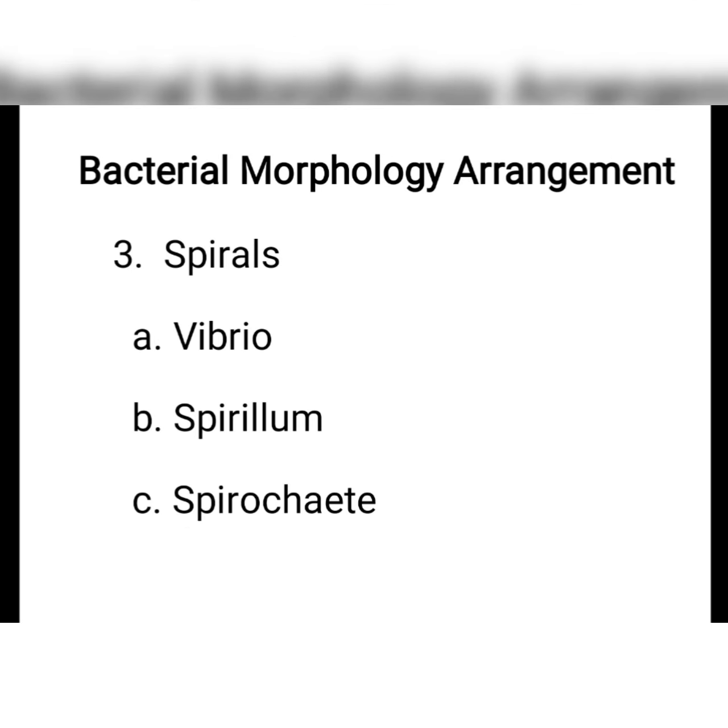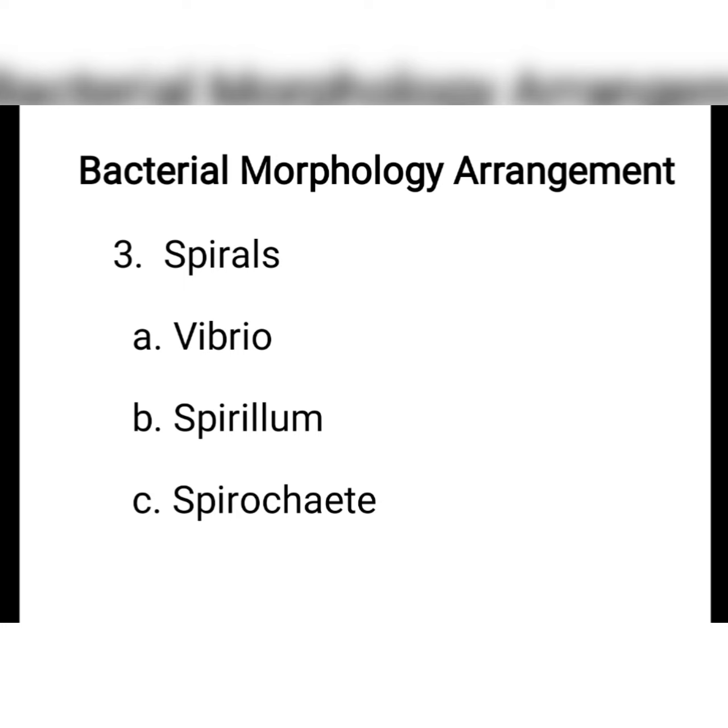And there is another group called spirals. The term indicates that the cells are going to form some spiral shaped arrangement like coils. So there is a first group called Vibrio, where we find a curved rod or bent rod. So the bacillus is just in the form of a curved shape, forming the Vibrio subgroup.